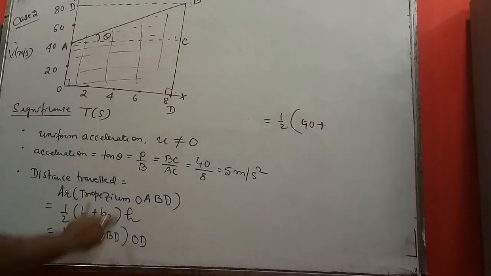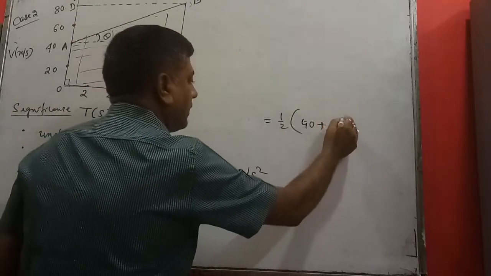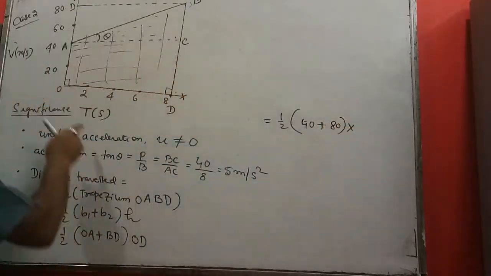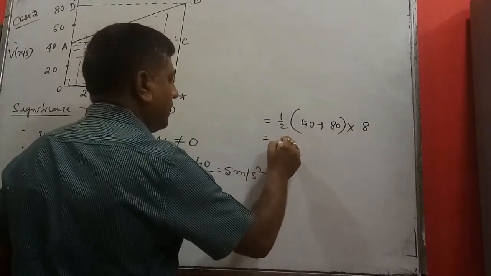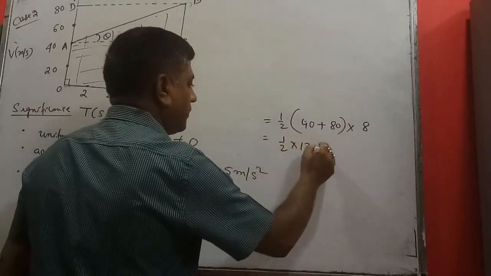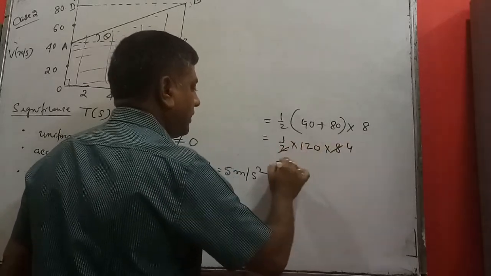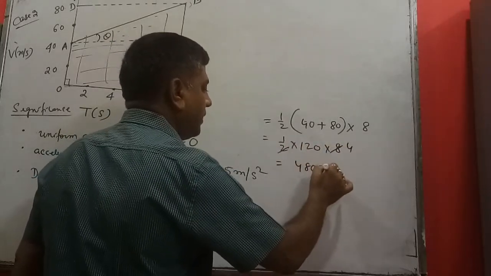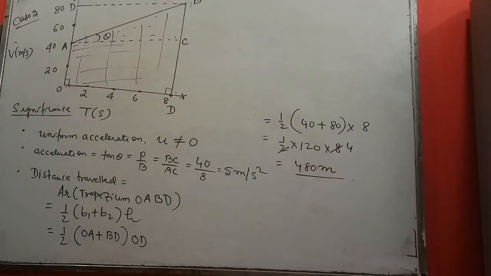And BD value, how much? 80. What is the height? Height is 8. So half into 120 into 8. Twofold the 8, it is 480 meter. Distance is 480 meter. Okay?